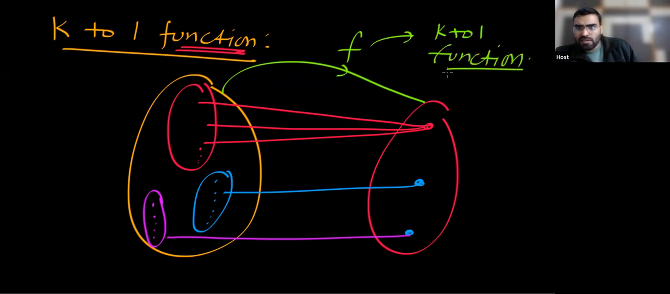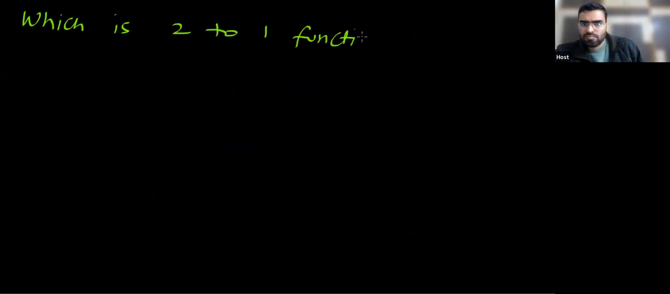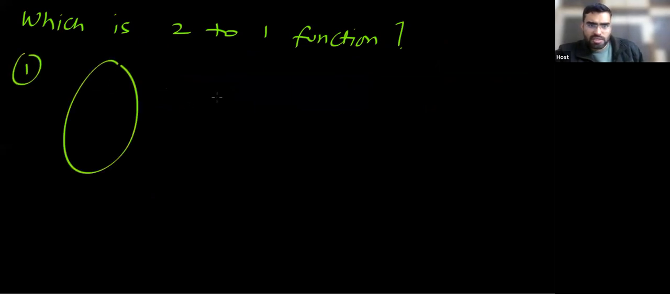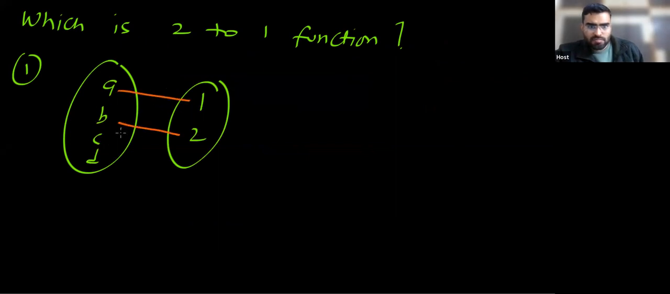Remember, this should be a function. Tell me, is this a 2 to 1 function? Okay, for example, let me ask you, which is a 2 to 1 function? First, let me give you this example: 1, 2, A, B, C, D. Is this a 2 to 1 function?